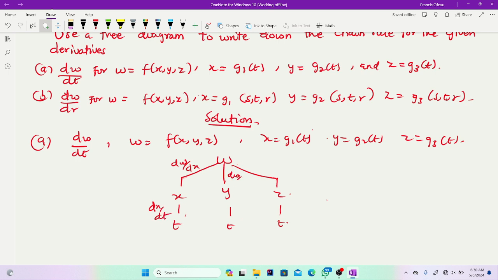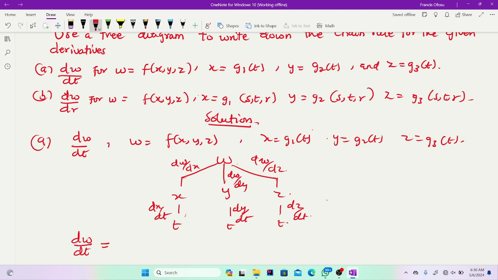Likewise, the dw over the dy, and the dy on the dt. Then this is what? The dw over the dz. This is the dz over the dt. Once you get this, we come down. What is our dw over the dt? This is the sum of what?